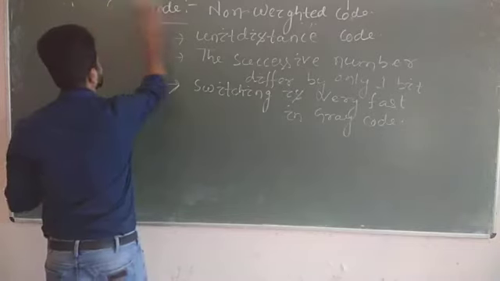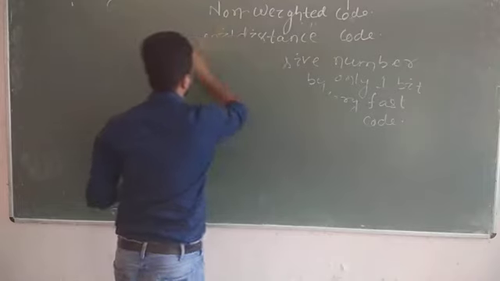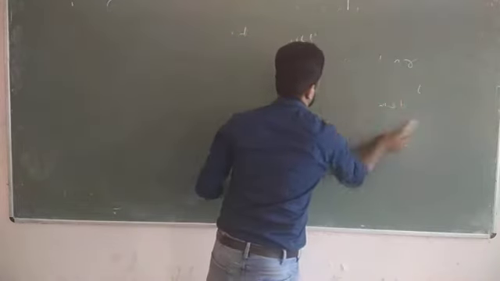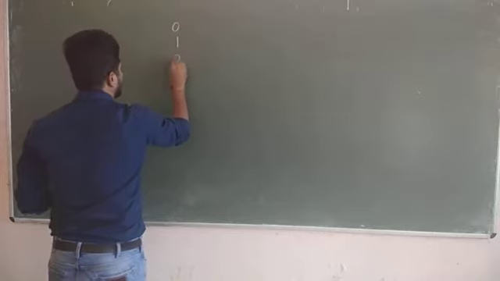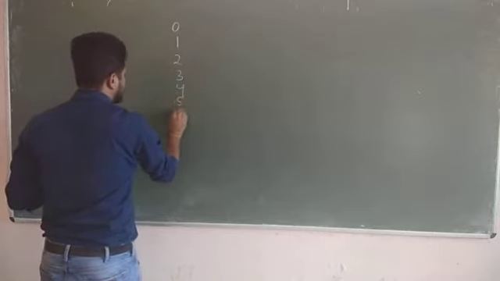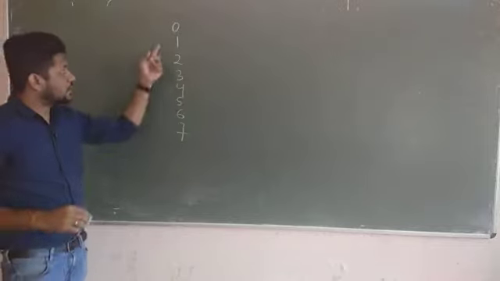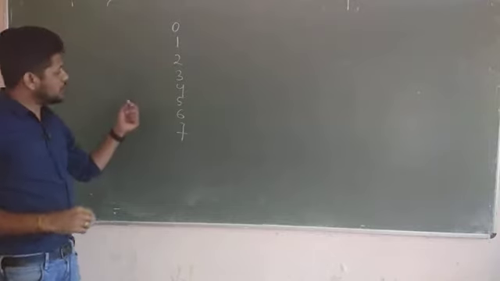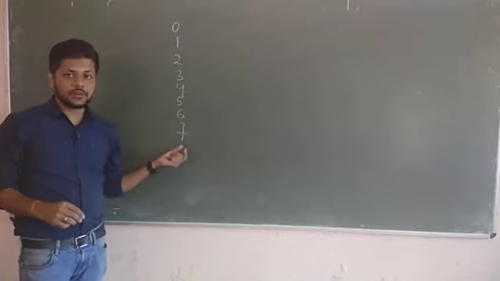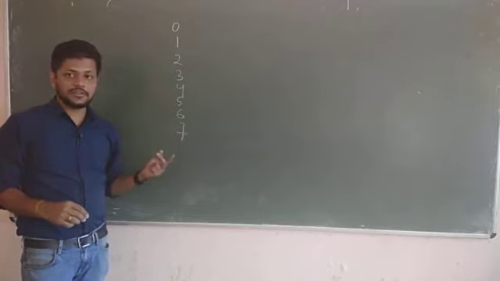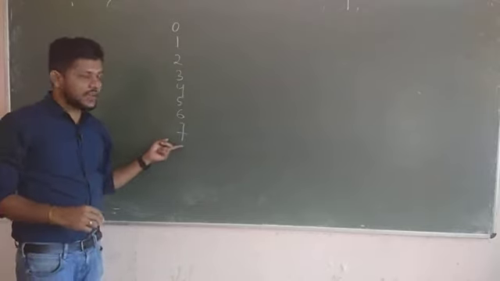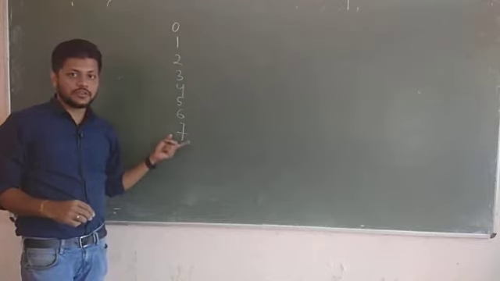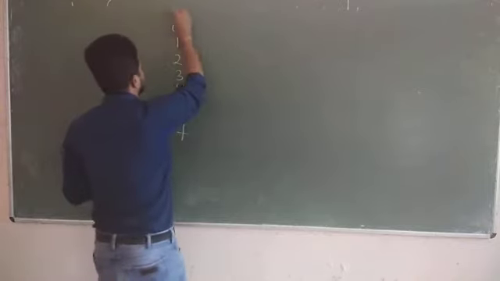So we will see that. First I will write the decimal numbers 0, 1, 2, 3, 4, 5, 6 and 7. So I have 0 to 7, that means 8 numbers. The minimum number of bits in binary required to represent all these decimal numbers is 3. Since 7 is the highest number, 2 to the power n must be greater than 7, so n is equal to 3. So this is decimal.